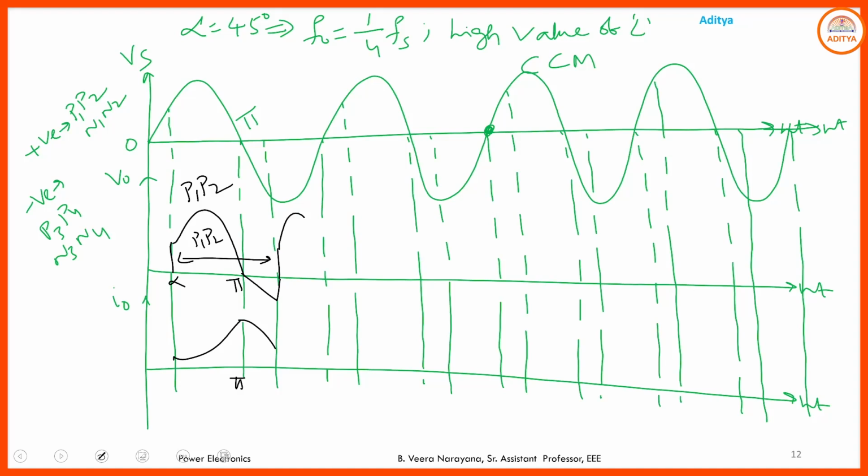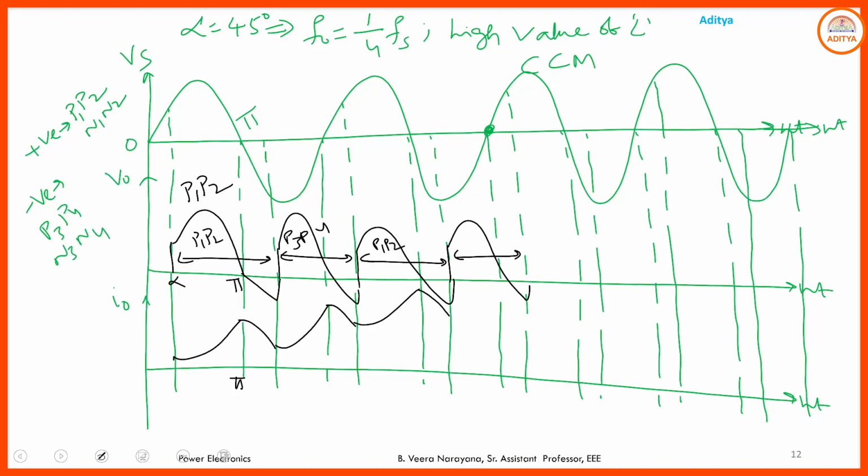And again P3, P4, current again charging, discharging. And again P1, P2, current charging, discharging. And again P3, P4, charging, discharging. So 1, 2, 3, 4. In the first 2 cycles you have the positive pulses.